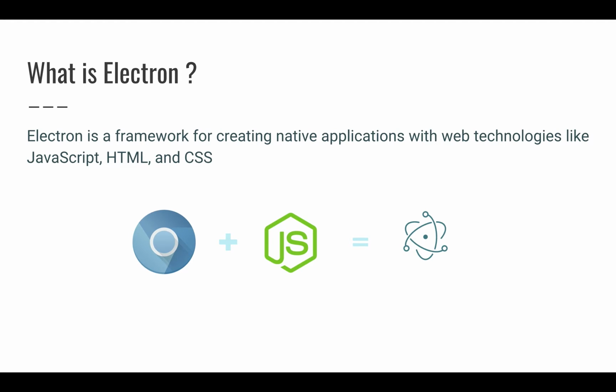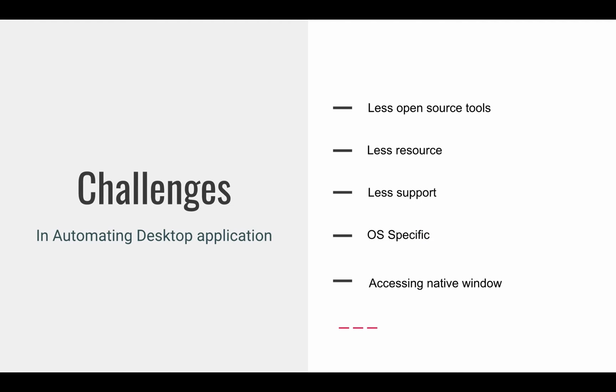Okay, all these development aspects were very good with Electron, but when it comes to automation for the desktop application, it is really a big challenge compared to the web application. There are always so many challenges we face while automating a desktop application. These are the major challenges.